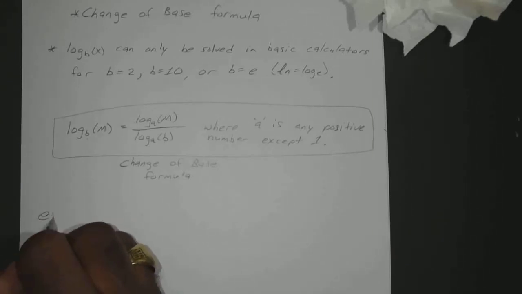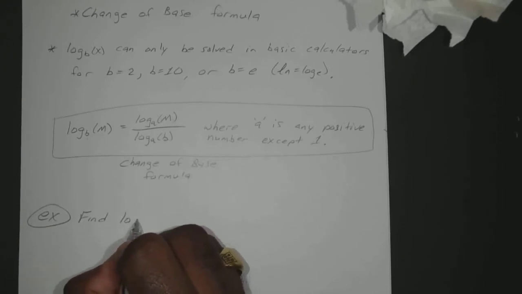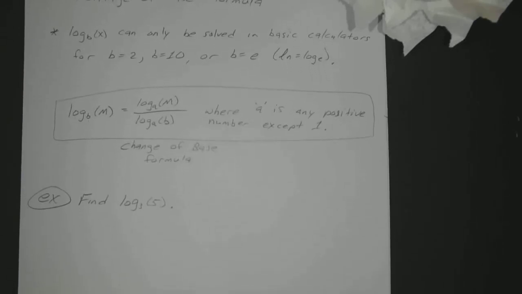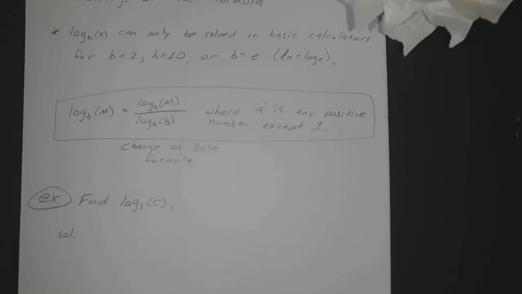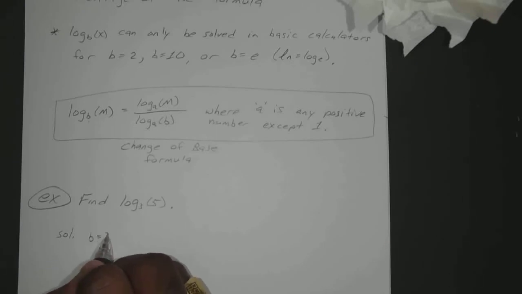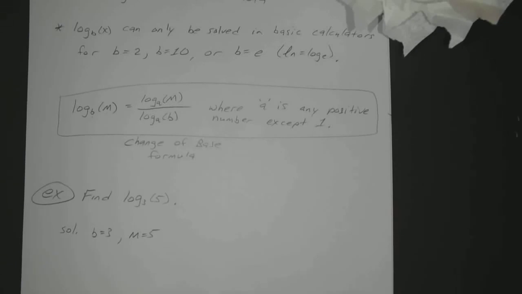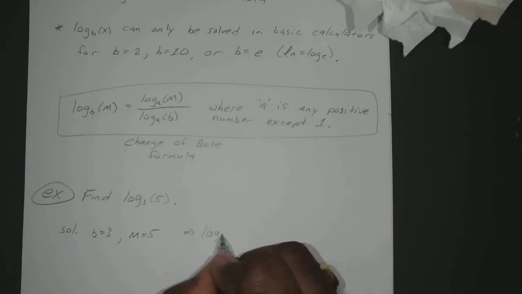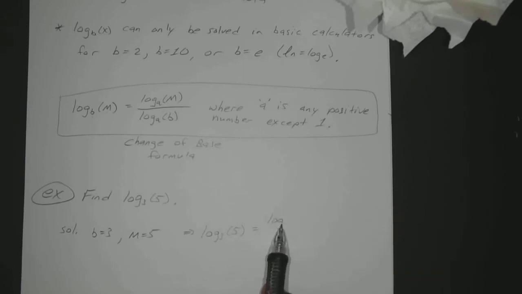Okay, so let's say, for example, if you want to find log base 3 of 5. Not even find it, just express it as change of base. Okay, so if we want to find log base 3 of 5, using the change of base formula, in this case your base is equal to 3 and your m is equal to 5. You don't have to write that out, but it's just kind of showing it. Okay. So that means your log base 3 of 5 is equal to log, we can use any base we want.